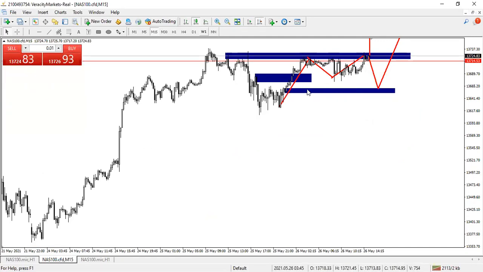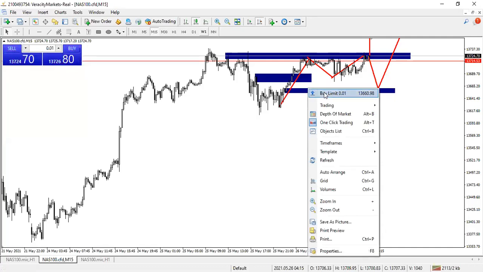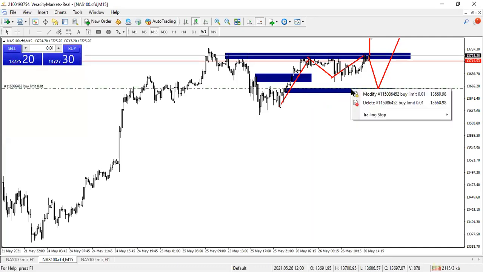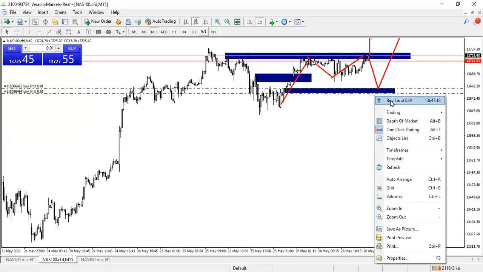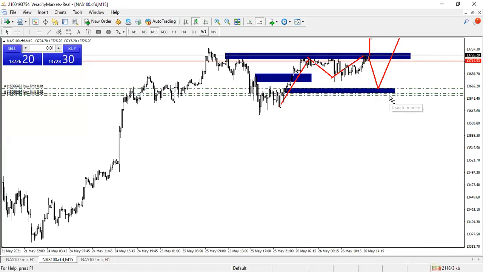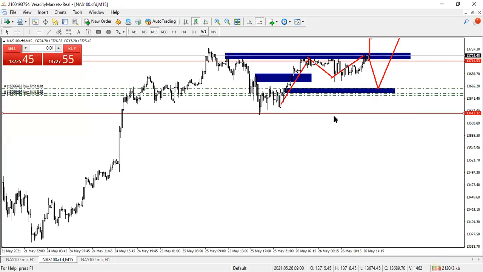So we can mark this zone and place our buy limits here. And the stop loss, where? Maybe here. Our take profit, where? Place our take profit here. Then we wait. We just leave everything.